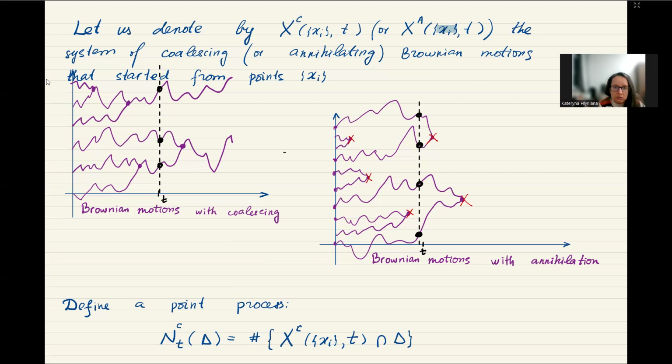Okay, so then I define a point process correspondingly for coalescing and annihilating Brownian motion. Here I will use the notation C or A, depending on what kind of system we consider. By this notation, I count the number of points in this system that are located in the subset delta. In such a way, I can define a point process.